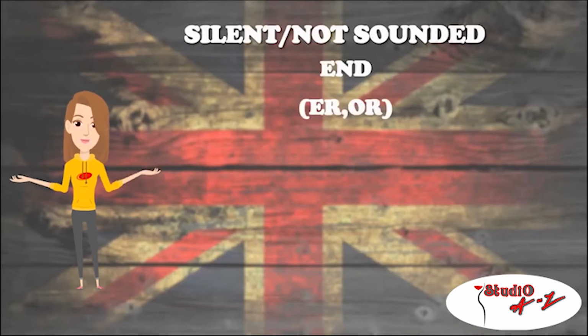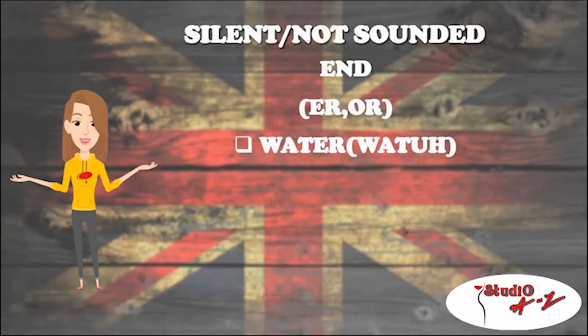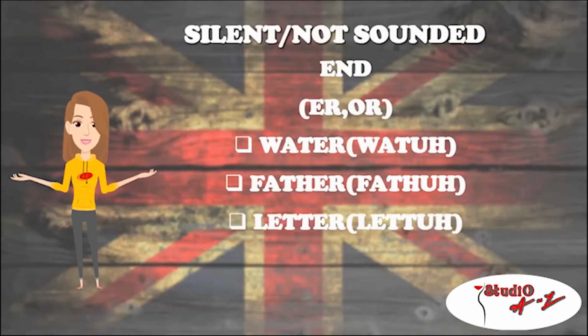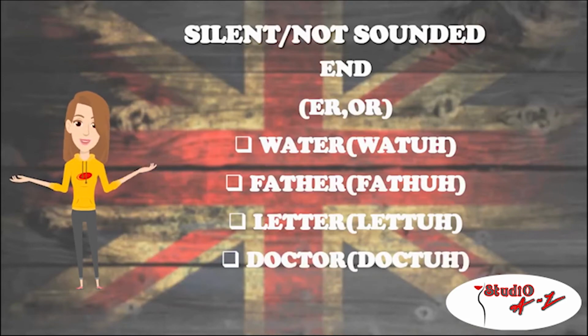Clear? Now the next part, that is the end. When a word has R at the end, following E or O, then the pronunciation will be silent. Let me show you the examples. W, A, T, E, R. Water, without the R sound. F, A, T, H, E, R. Father. L, E, T, T, E, R. Letter. D, O, C, T, O, R. Doctor. In each, the final R is silent.